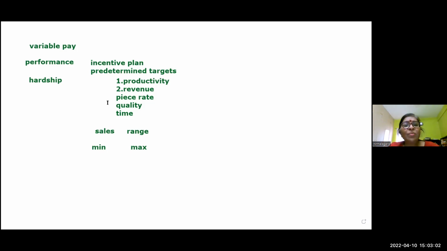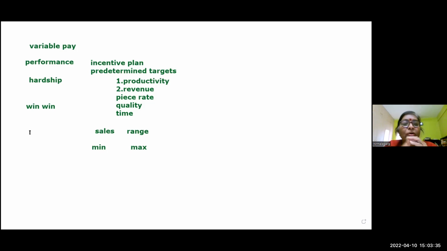Now, in organizations, why is this variable pay plan very, very popular? It is because it has a win-win approach, right? You increase the sales and you reap the benefits. You get some incentive. You don't do it, you don't get it. Then I only have to pay you the guaranteed salary.